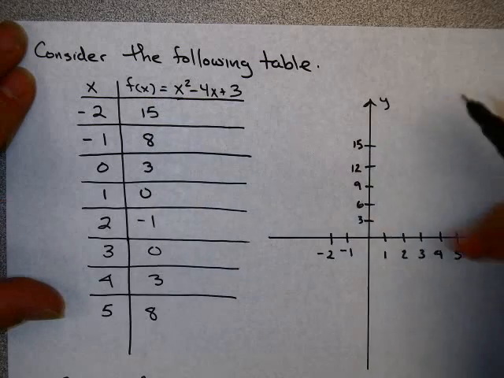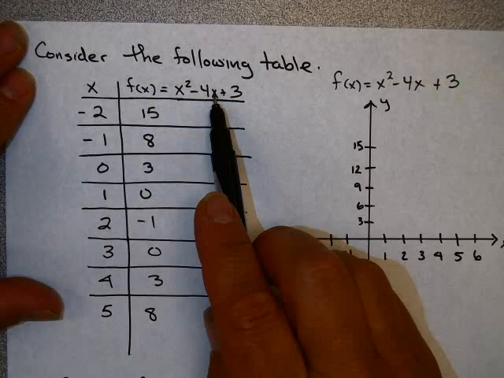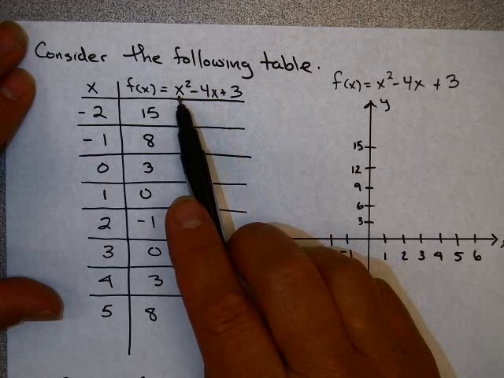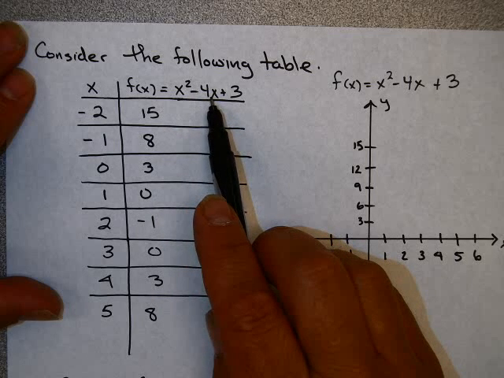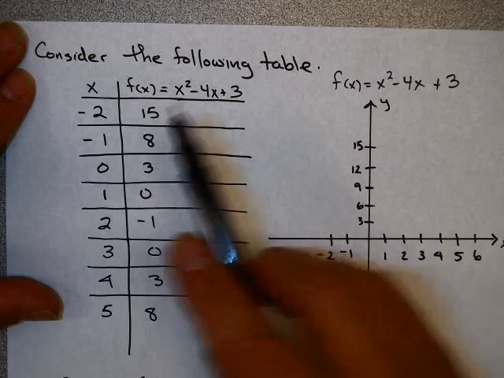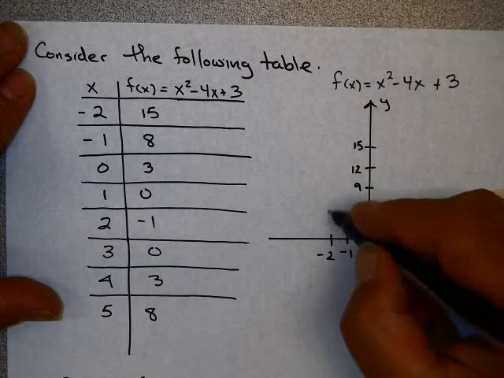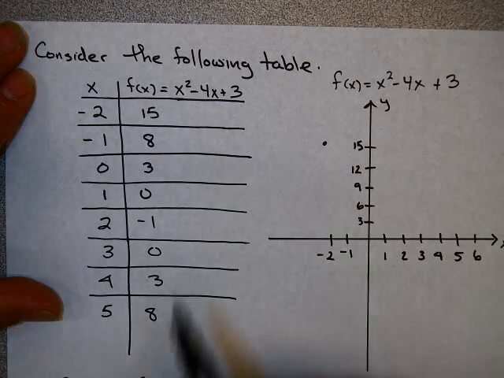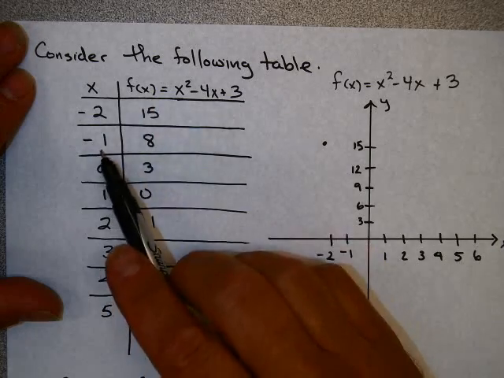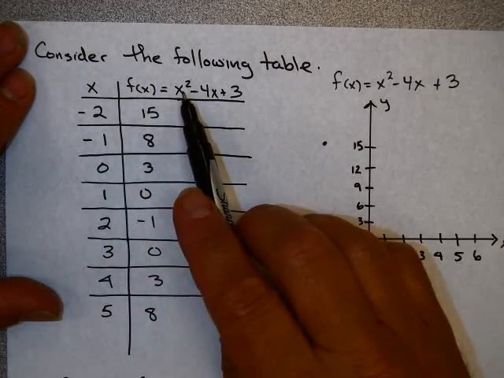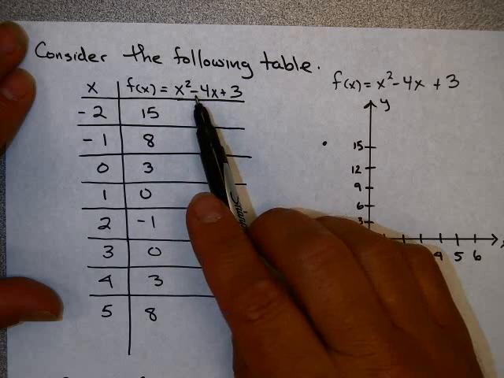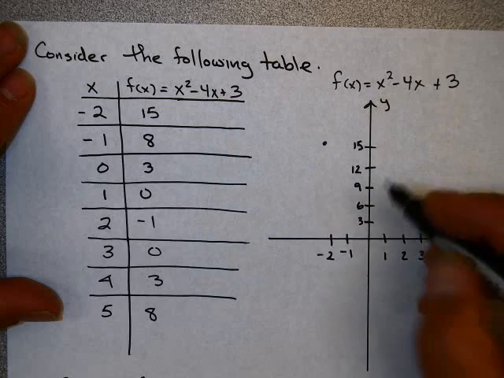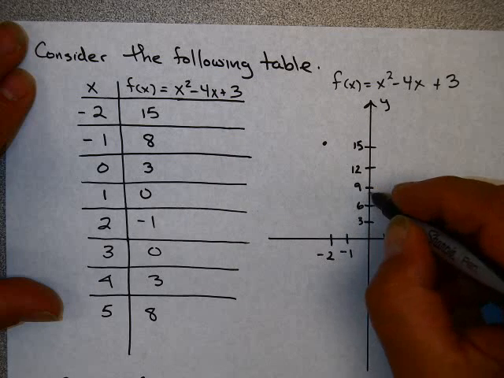The function is f of x equals x squared minus 4x plus 3. So if I plug negative 2 into this function, I get negative 2 squared, or 4, minus 4 times negative 2, so that's going to be plus 8. 4 plus 8 is 12, plus 3 is 15. So I'm going to say negative 2, 15, and put a little drawing here.